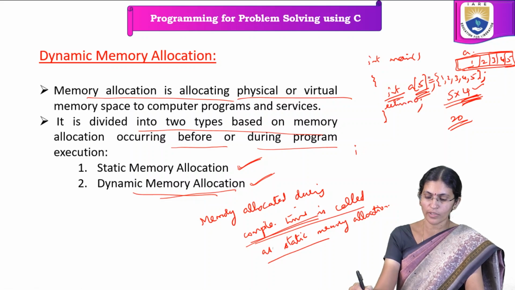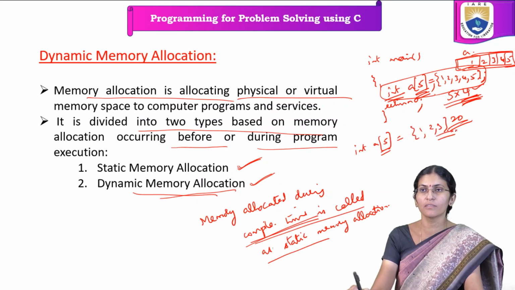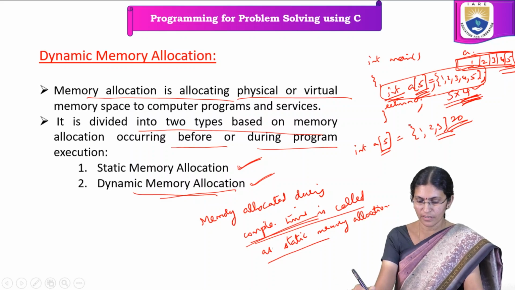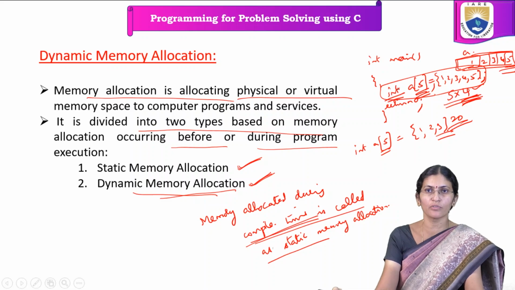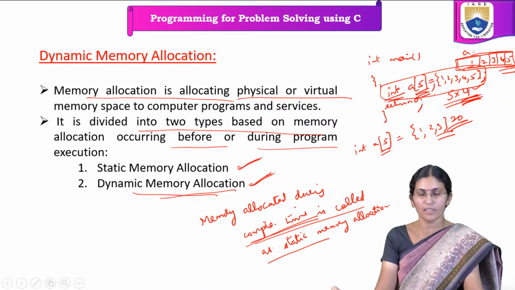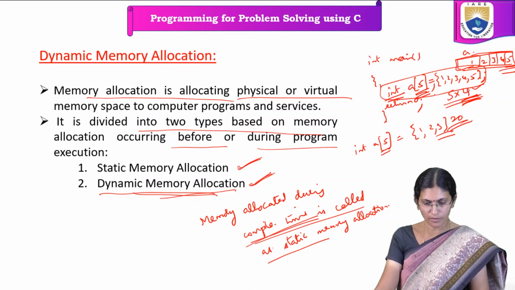Now suppose we want to store fewer elements. We have to declare the size as 5 only, and if we store only 3 elements, the memory for the remaining 2 elements is wasted. So remaining 8 bytes of memory is wasted. In order to avoid this, we go for dynamic memory allocation. Dynamic memory allocation is nothing but memory being allocated for the variables during execution time.